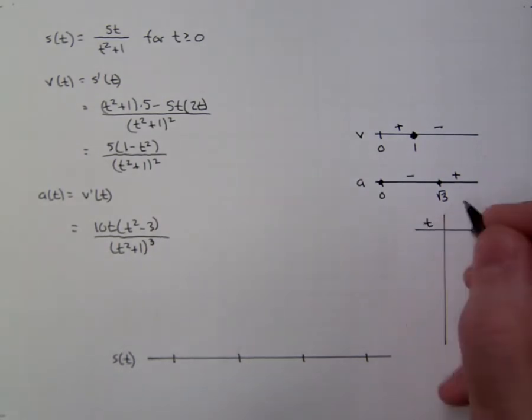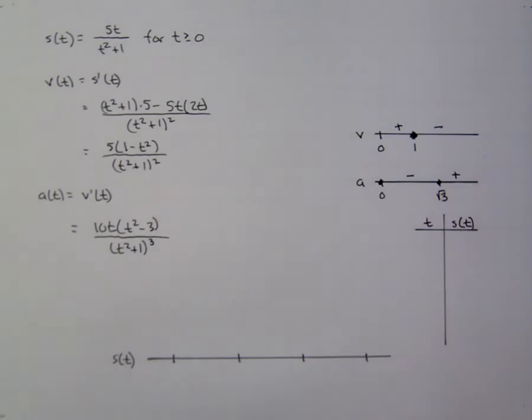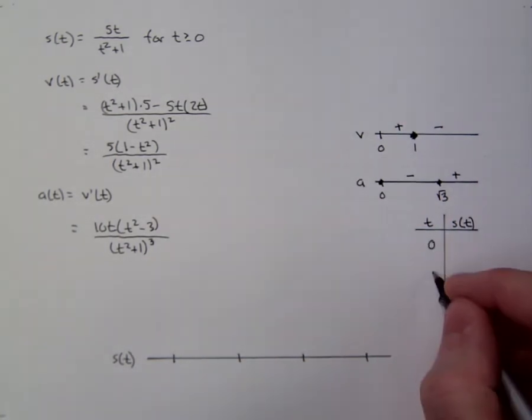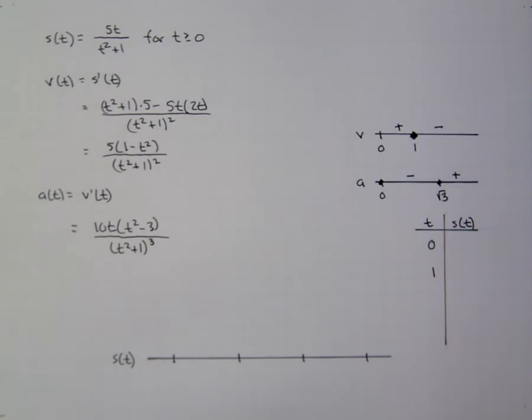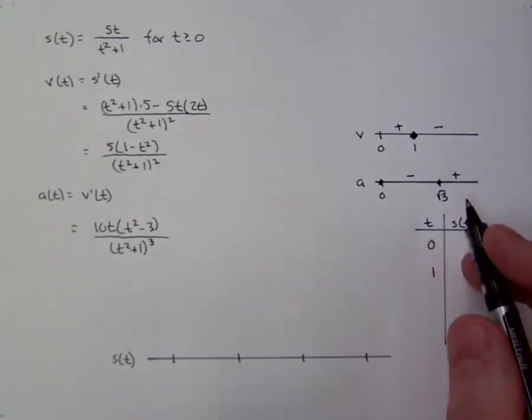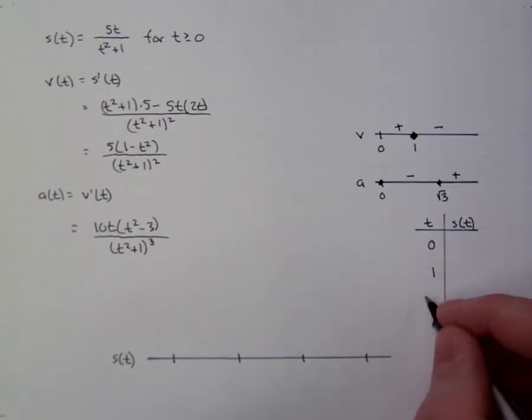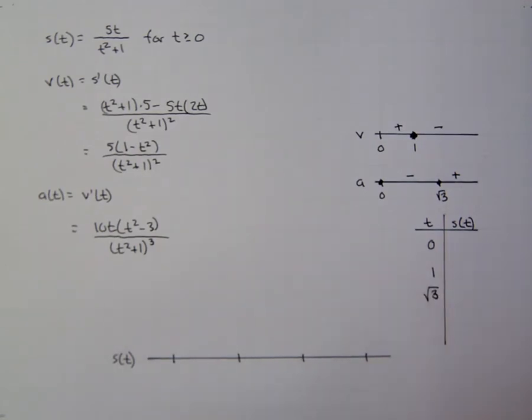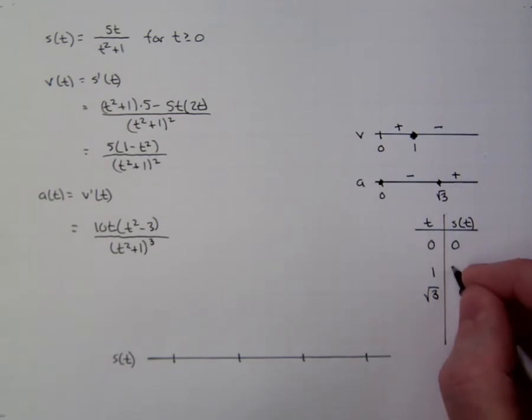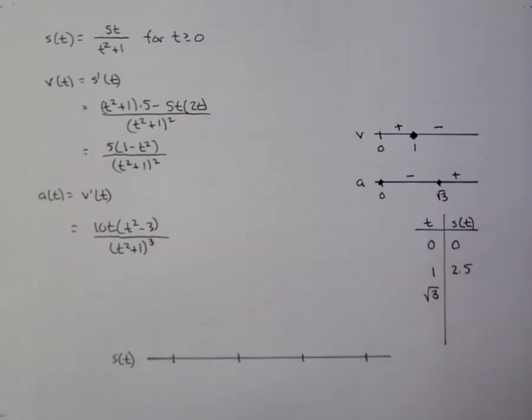We want also to know what the position will be at these various times of importance. First of all, time 0, because that's when the motion begins. Time 1, because that's when we change from moving to the right to moving to the left. And again at time square root of 3, where we switch from speeding up to slowing down. If we put these values into the position function, we find that at time 0 the position is 0, at time 1 the position is 2.5, and at time square root of 3 the position is about 2.165.